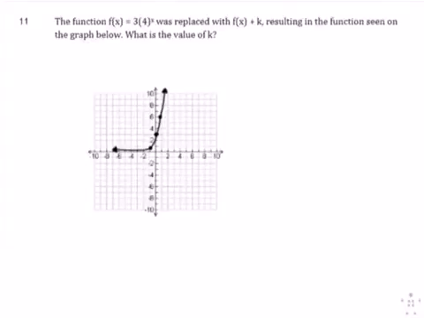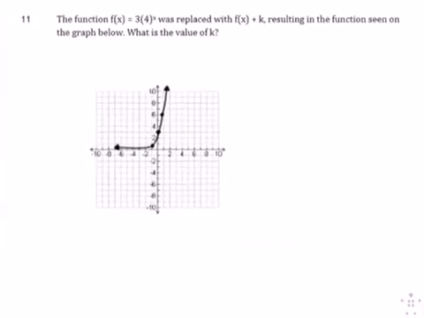Number 11. The function f of x equals 3 times 4 to the x power was replaced with f of x plus k, resulting in the function on the graph below. What is the value of k? So in this case, what we need to do is plot the function that they're giving us, and then we need to see what the change is.